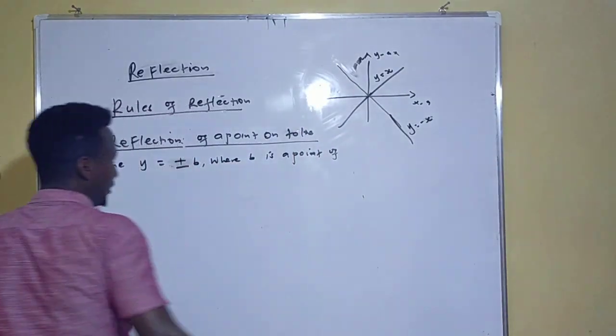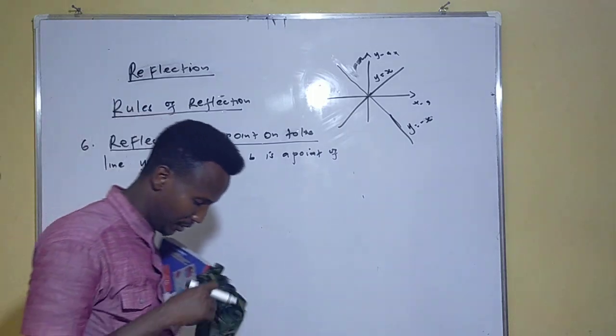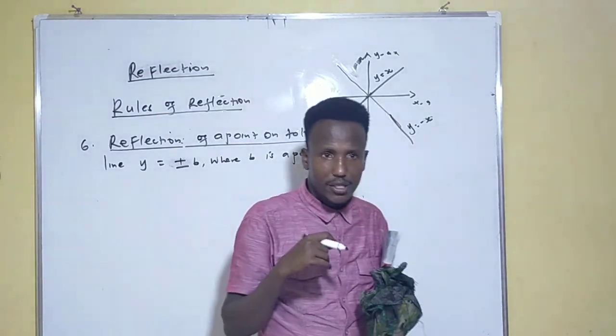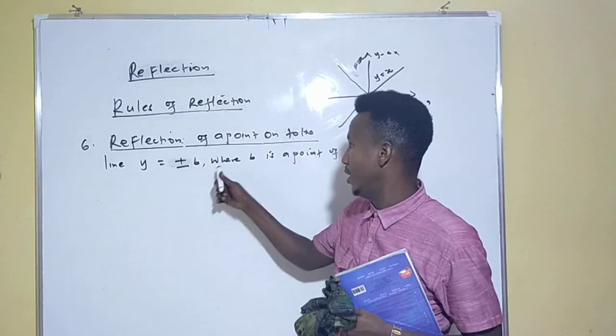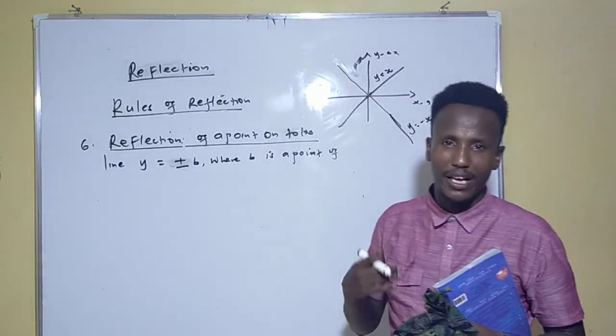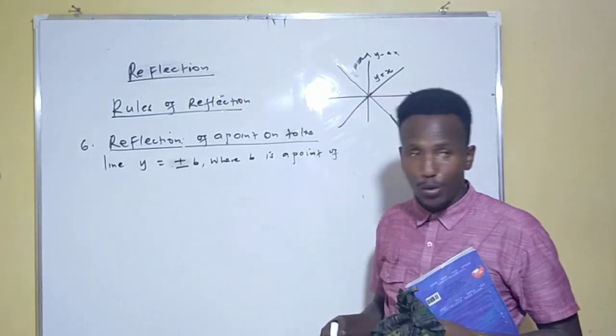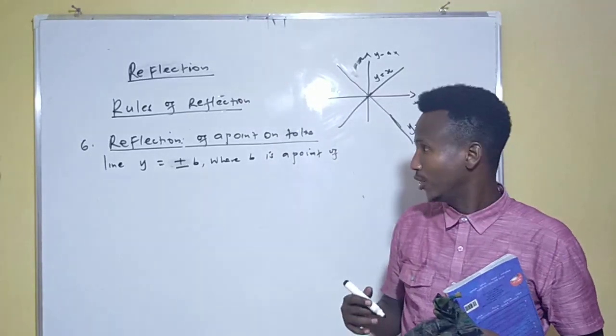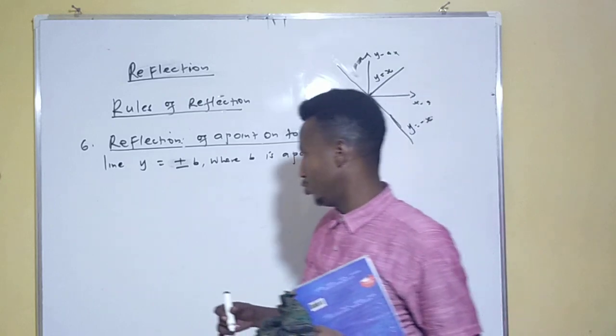So now let's write that. Before we write something, when a certain point is reflected onto the line y is equal to b, where b is any value, it can be negative or positive, we are going to use a general formula. This is the formula we're going to use. Let's write that.